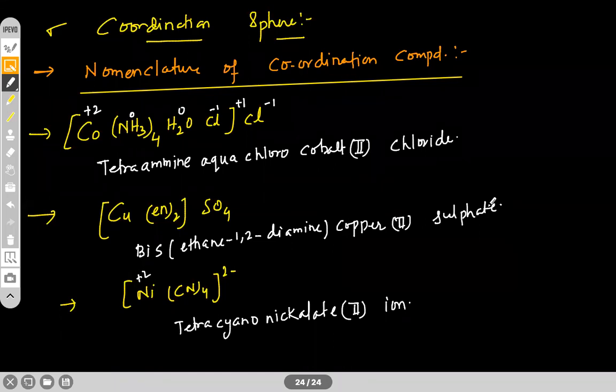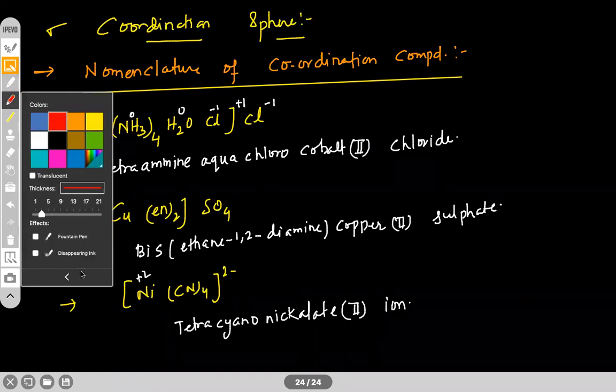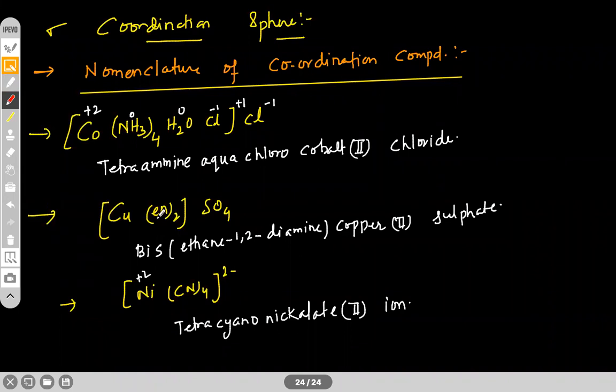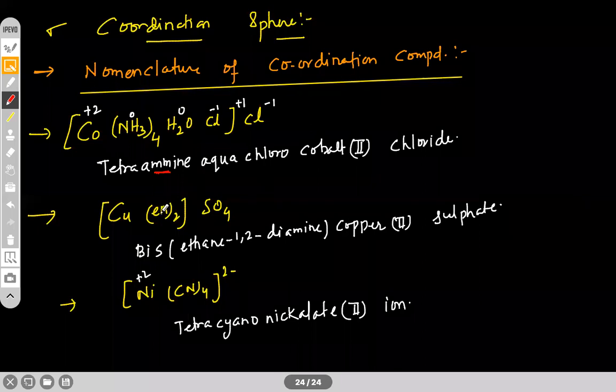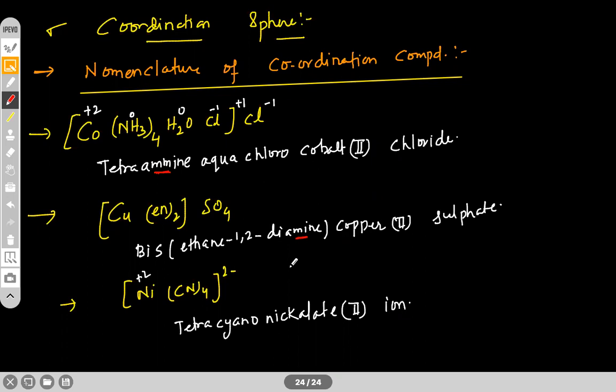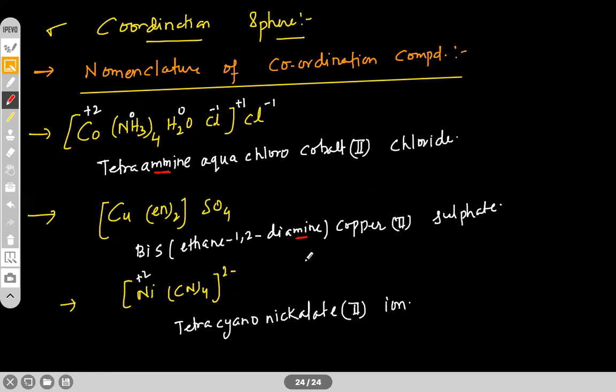Did you understand this? One more point that you have to take care of here: when it is amine, meaning a monodentate ligand, then we are using double M here, but when it is a polydentate ligand, then we are using a single M here.